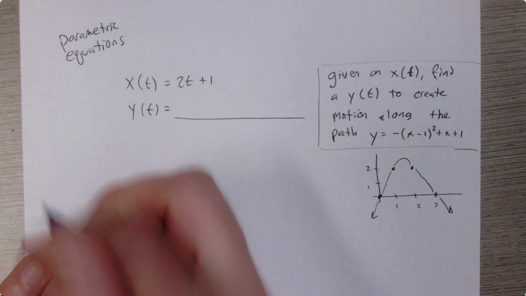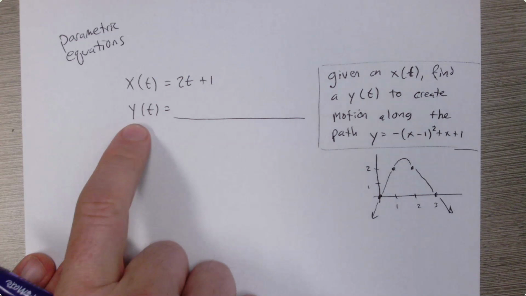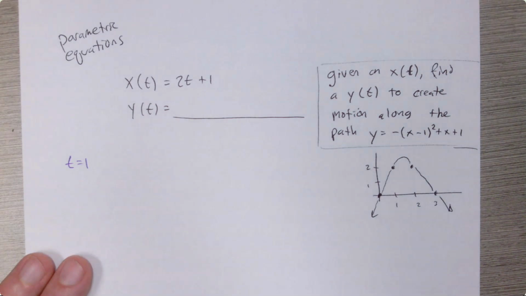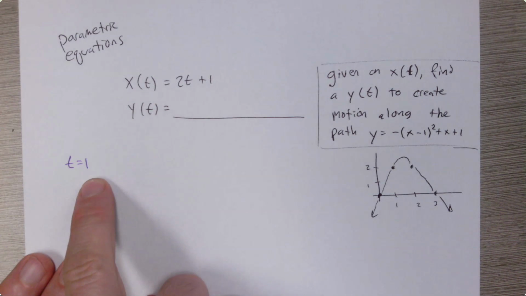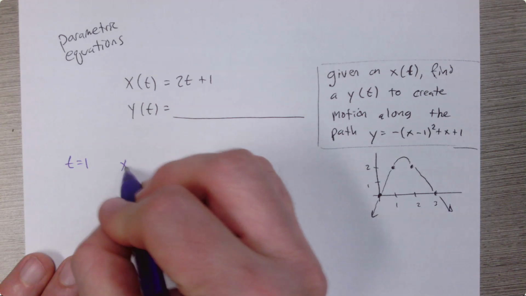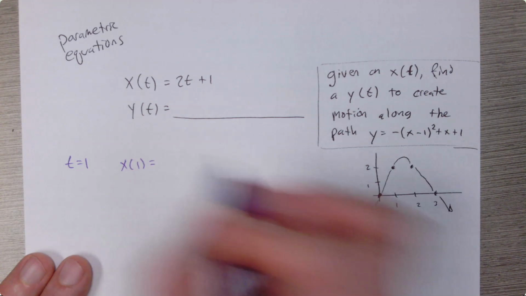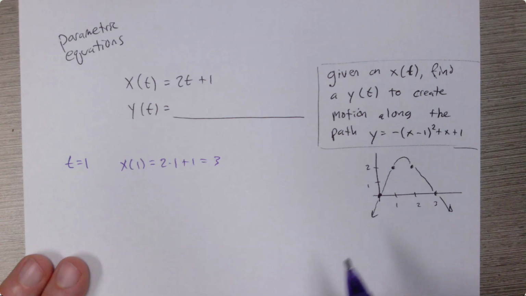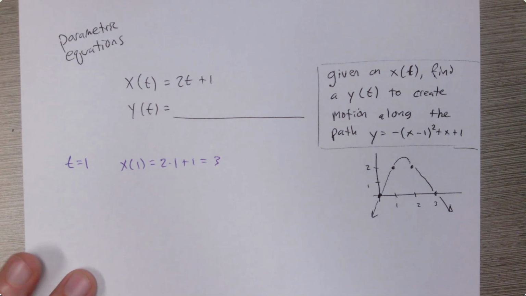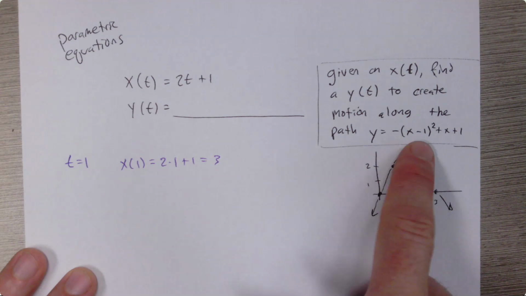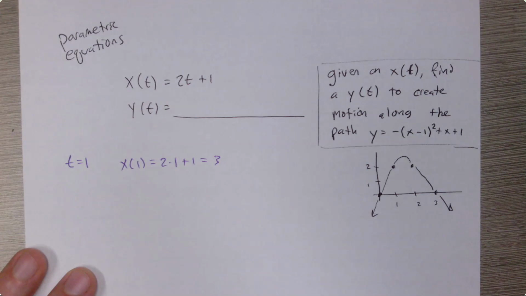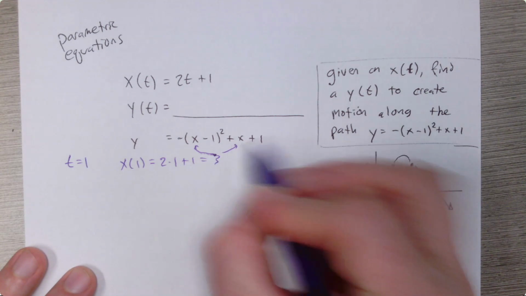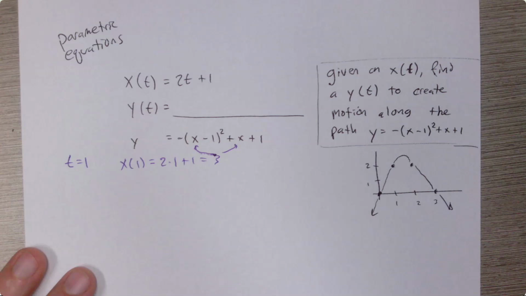So for example, let's ask, where's my y value when time is 1? Well, it would be a two-step process. At time 1, I can figure out my x-coordinate by plugging it into the x equation. So I'll have 2 times 1 plus 1 is 3. And then I could figure out my y-coordinate by taking that x-coordinate and plugging it into the path I know. If I plug the 3 in for x here and here, that'll let me calculate the y-coordinate.